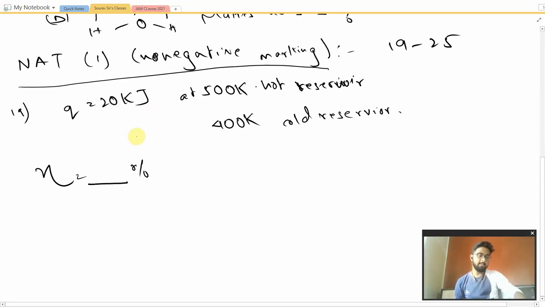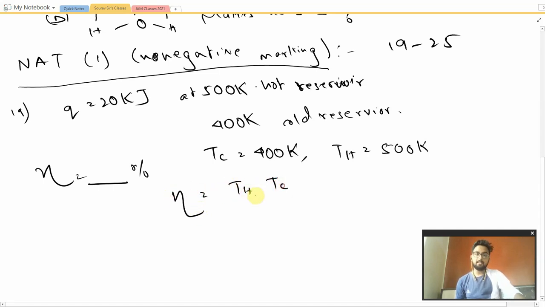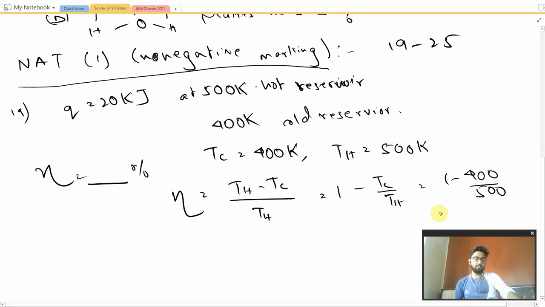Let us write it down in the exact way. TC, the cold reservoir, is given as 400 Kelvin. TH, the hot reservoir, is given as 500 Kelvin. The formula of efficiency is TH minus TC divided by TH. This is equal to 1 minus TC by TH, which is 1 minus 400 by 500, which is 1 minus 0.8. This value comes to 0.2. Now we have to convert it into percent. So 0.2 into 100 gives 20%.